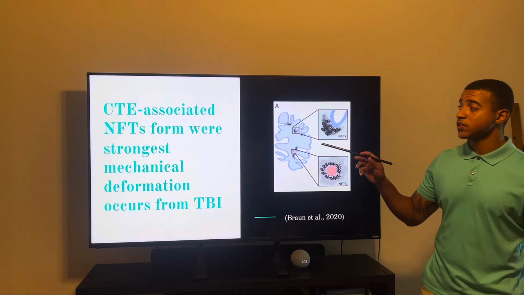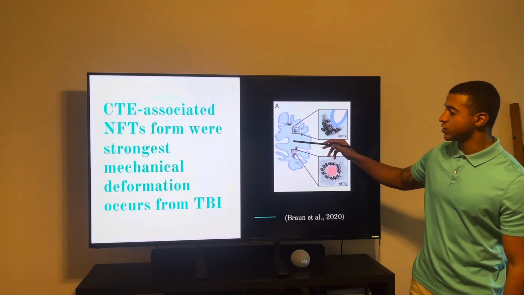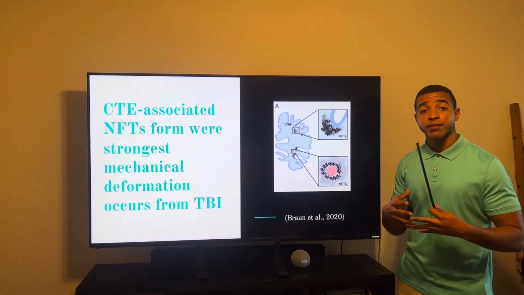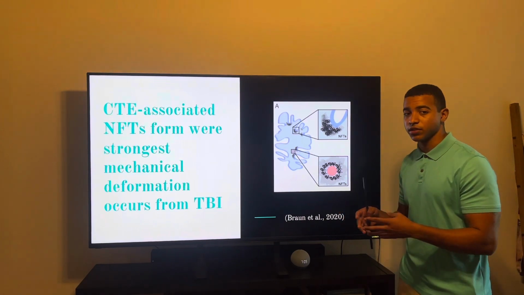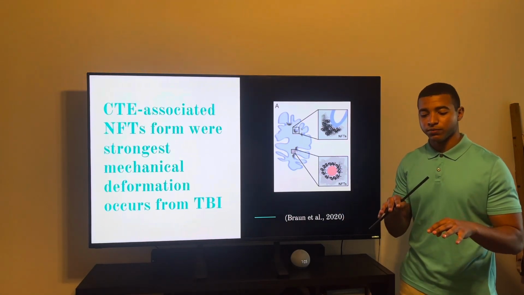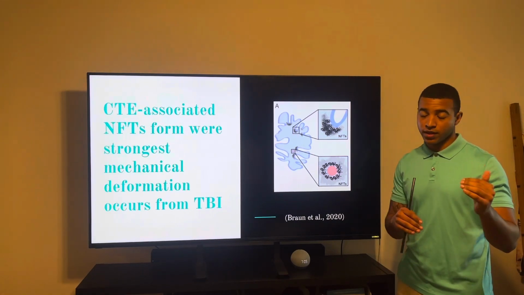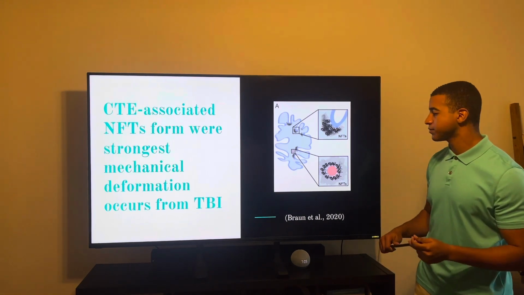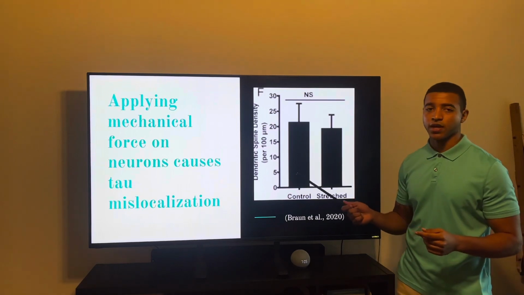What they found was that CTE-associated NFTs form where the strongest TBI happens. So basically they found that the most damage to the neurons causes the most NFT production, which shows the correlation between damage to the brain or damage to the neurons leading directly to p-tau accumulation. And they also found that applying mechanical force on neurons causes tau mislocation.